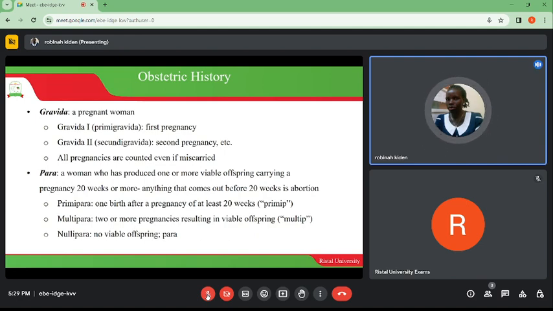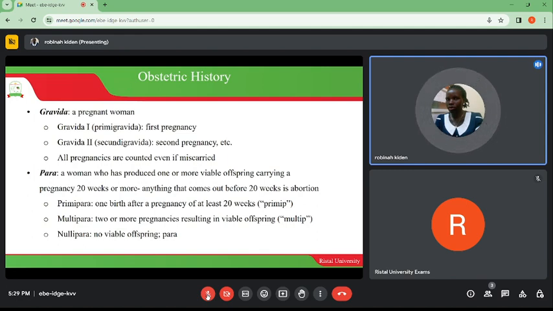When we are talking about her pregnancies, we don't ignore. We cannot say that she's now gravida 3. Why? Because she miscarried the other one. No. We say gravida 4. Gravida 4 para 2 plus 1. Why? Because the other one was miscarried, but the 2 are delivered.